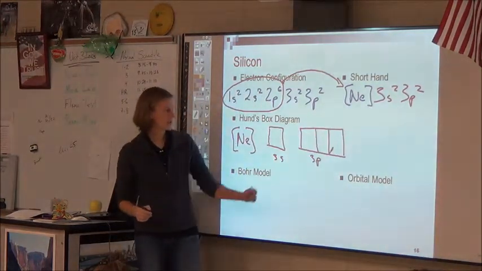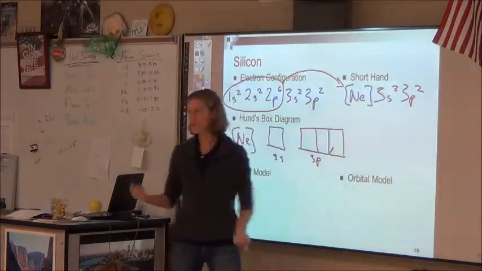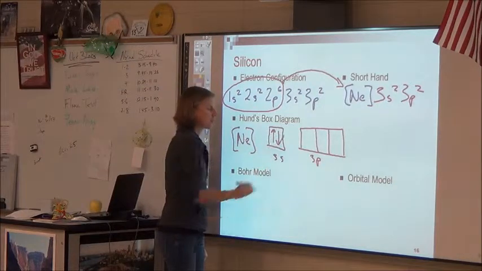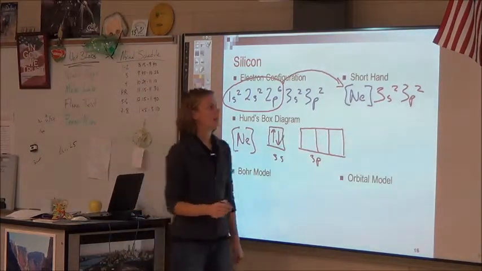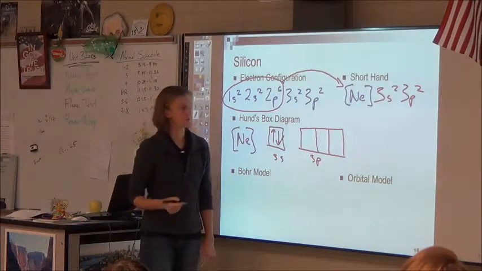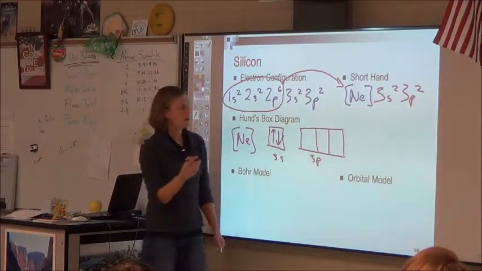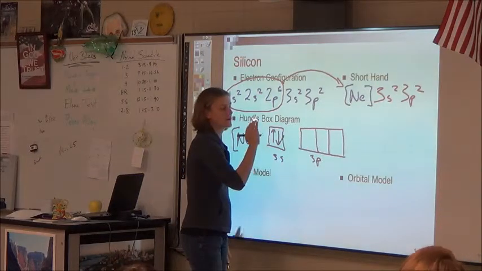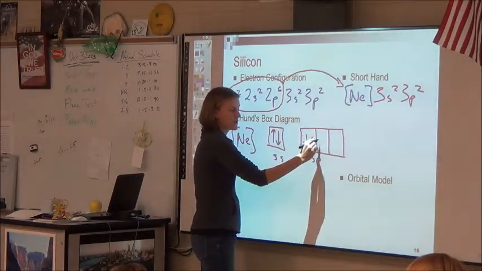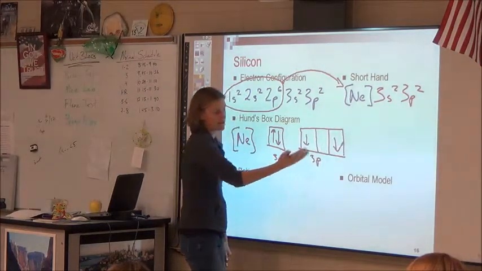How many electrons were in the 3s? Two. So I've got to represent an up spin and a down spin. Clockwise, counterclockwise. And now here, I only have 2 electrons in the 3p orbitals, so don't pair them up. Fill each box before you pair them up. And they have to go the same way. You can make them both go down if you wanted, or both go up if you wanted.